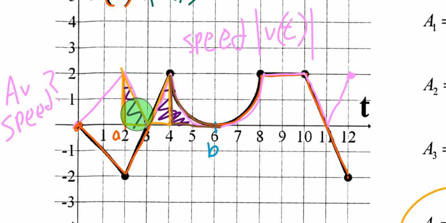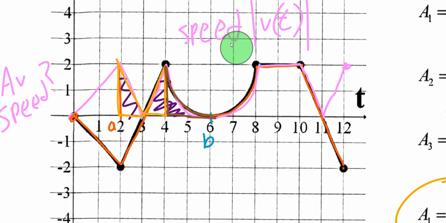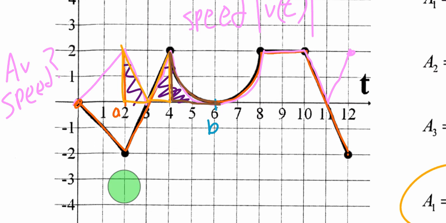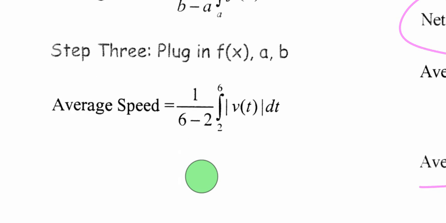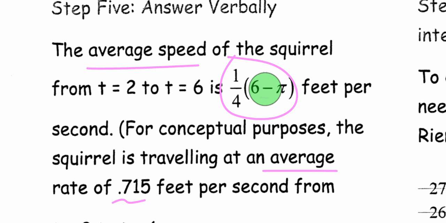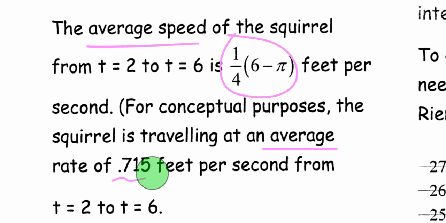Conceptually, let's just suppose down here is the actual squirrel traveling. At time t equals 2, it's going 2 feet per second, which is indicated right here, but by the time it gets to 3, it basically stops, right? It becomes 0. Then from 3 to 4, it starts to speed back up to 2. Then from 4 to 6, it slows back down until its speed is 0. So what this question really means is, what was its average speed between 2 and 6? And the answer we got was 1 over 4 times 6 minus pi, or an average of 0.715 feet per second on this interval. If you have any other questions about this example, let me know.